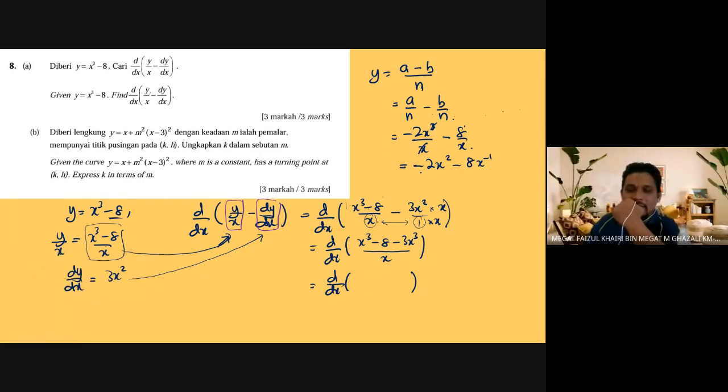Okay, differentiating this function in this term is easier compared to the fraction form. So negative 2x squared minus 8x to the power of negative 1. Then differentiate the whole function of y with respect to x. 2 times negative 2 is negative 4, x to the power of 2 minus 1 equals 1. Negative 1 times negative 8 is positive 8, x to the power of negative 1 minus 1, negative 2. So it is negative 4x plus 8 over x squared.